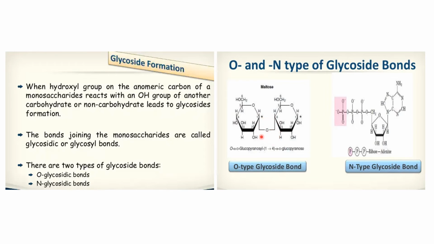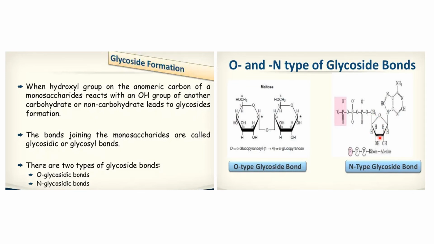So, two molecules of glucose join together with the help of the glycosidic bond. Since the oxygen is involved in connecting, that is called an O-type glycoside bond. We can see this in the example of the disaccharide maltose. Another type we call an N-type glycoside bond. This is an example of your ATP, GTP, all these nucleotides will have.